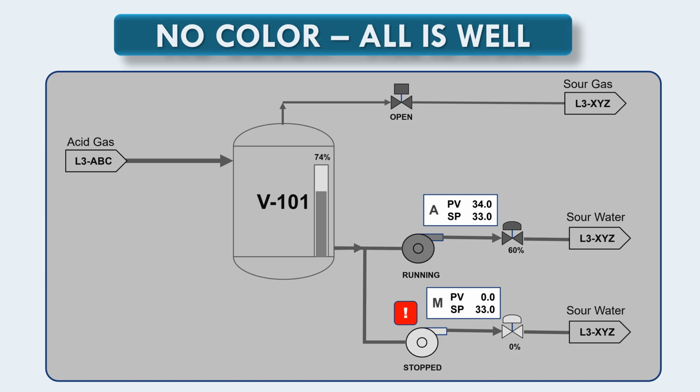The principles dictate that no color signifies good news. In other words, any color displayed on the graphics indicates an issue that requires attention. This enables the operator to swiftly identify potential problems and take prompt action to resolve them.